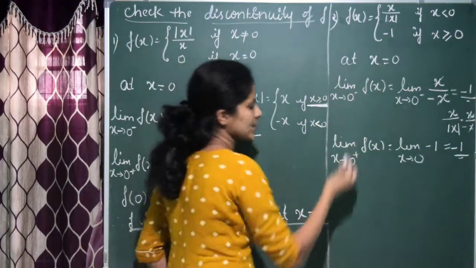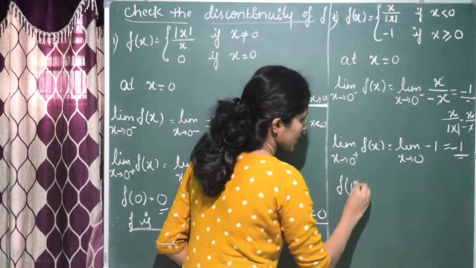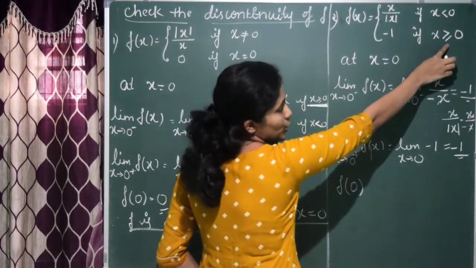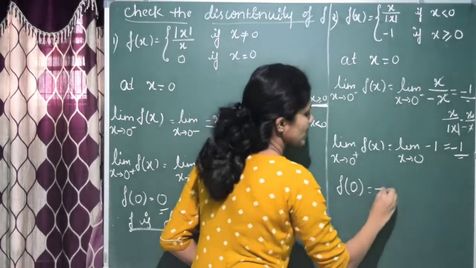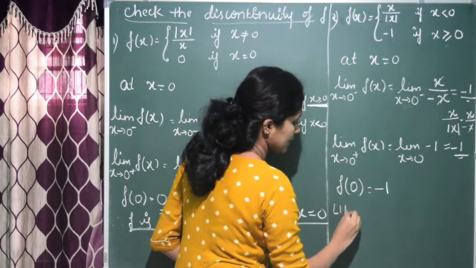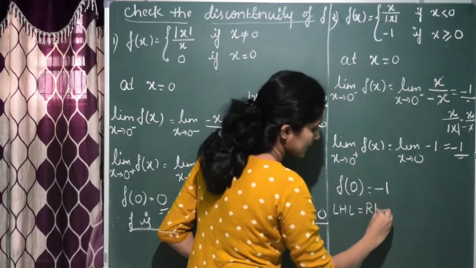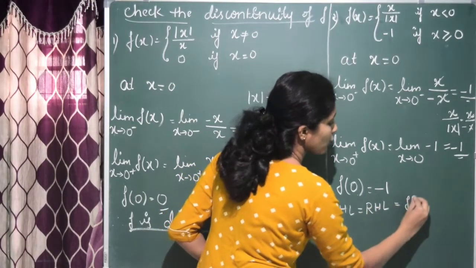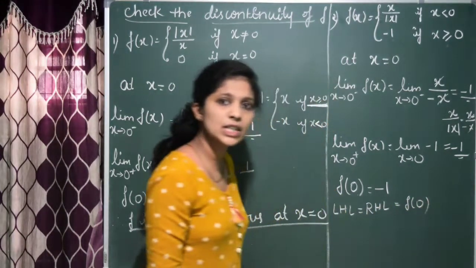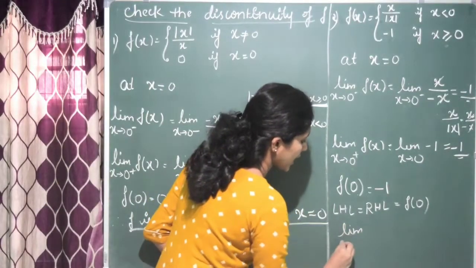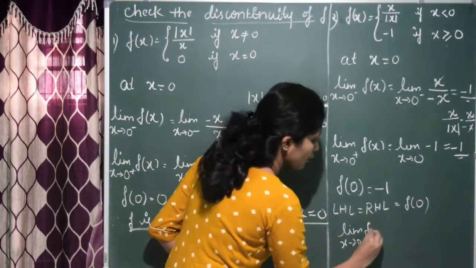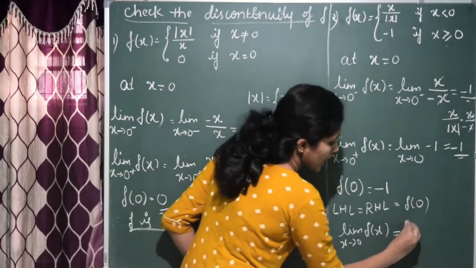Now we have to check at the point f of 0. What is f of 0? At the point x is equal to 0, the function is defined as minus 1. So here you can see this left hand limit is equal to the right hand limit, so that is equal to f of 0. So the function is continuous at the point x is equal to 0. So I can write limit of x tends to 0, f of x is equal to f of 0.